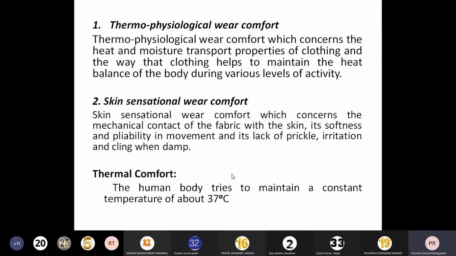Various levels means whether you are running, sitting, walking, or playing. So at various levels of your activities, in certain cases more heat will be produced. When you are running or playing, more heat will be generated. When you are sitting, less heat will be generated. So whether your cloth is in a position to maintain the heat balance of your body during this high heat situation or low heat situation. I am saying high heat because more heat is produced during playing and running, so that is a high heat situation. When you are sitting idle, that is a low heat situation.